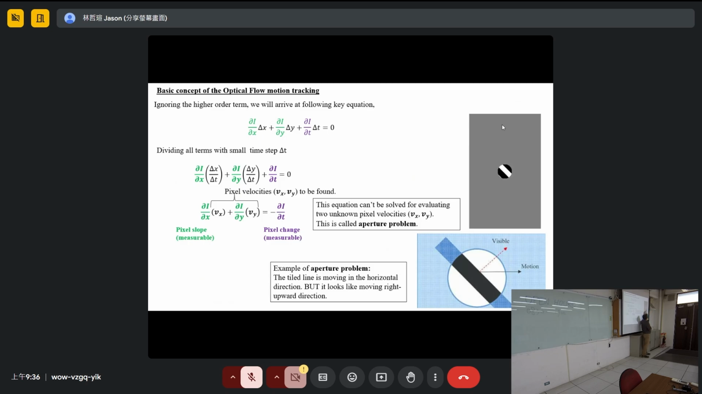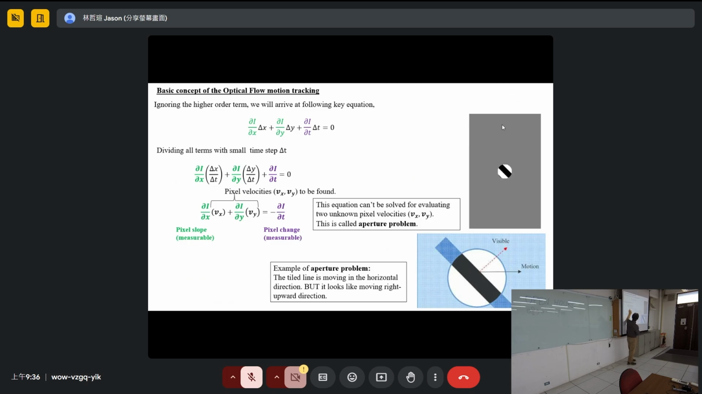Everybody feels like this object is moving that way, right? Okay. Actually, the creator of this video moved this strip in that direction. However, because of this slope, when we see it, it looks like this line is moving that way. Okay, that is caused by this problem.